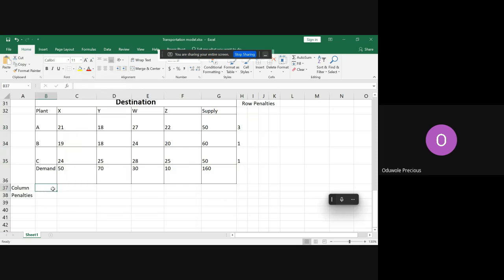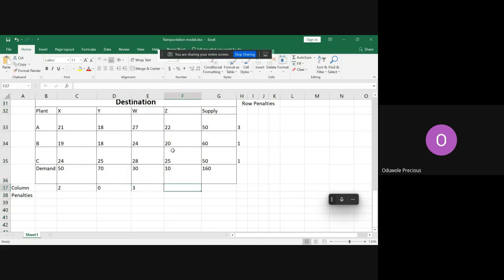So you come here again, you do the same thing. What were the two least costs here? 19 and 21. That's 2, right? That's 2. Sorry, 2. This one, what are the two least costs here? 18 and 18. 18 minus 18, 0. This one, what are the two least costs here? 24 and 27. This is also 3, right?